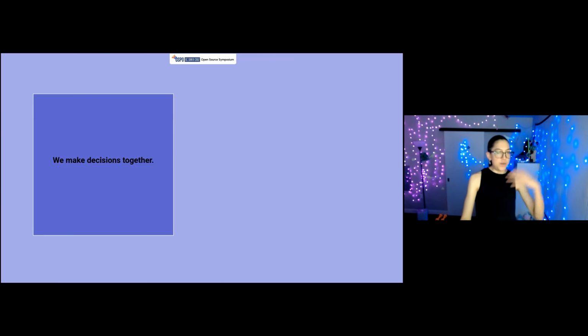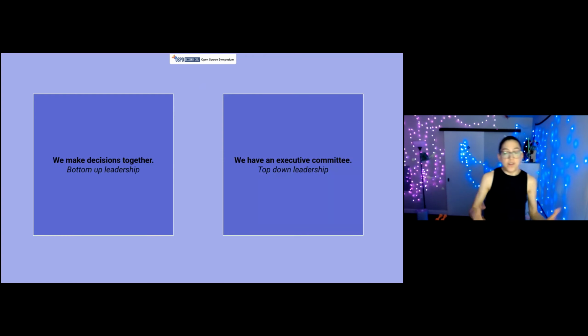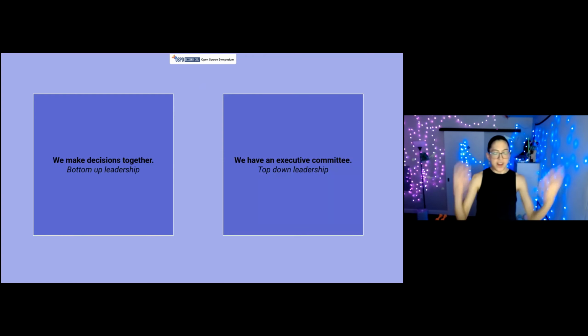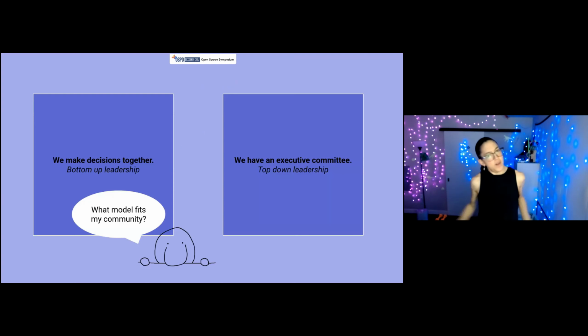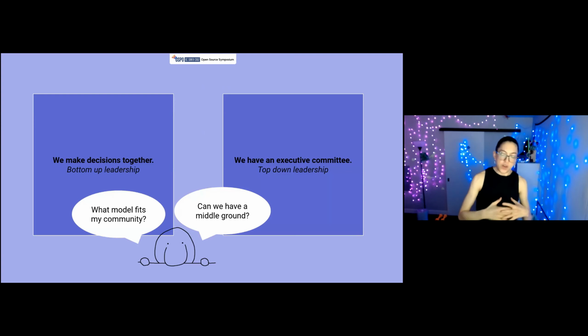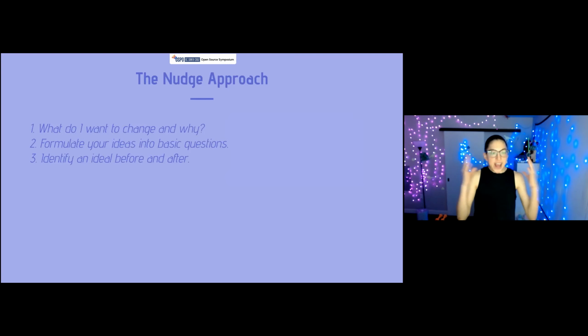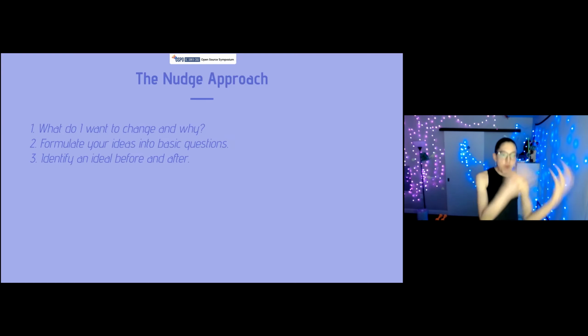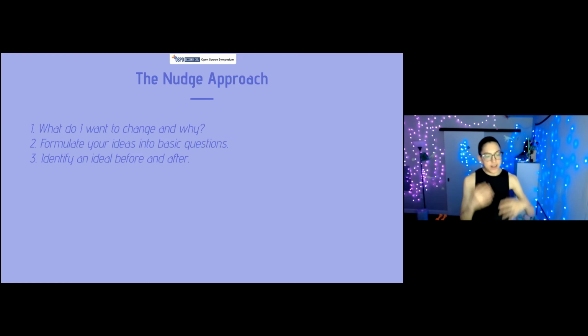Well, maybe there's this model where we make decisions together, and that's sort of bottom up. And there's this other model that's top down, where someone is telling everyone what to do. Which one's a better fit for my community or my working group? And if it's not perfectly black and white, maybe there's some middle ground. So you take these questions and you formulate an ideal before and after. Like, okay, before, this one person is controlling everything, and after, lots of people are speaking their mind.